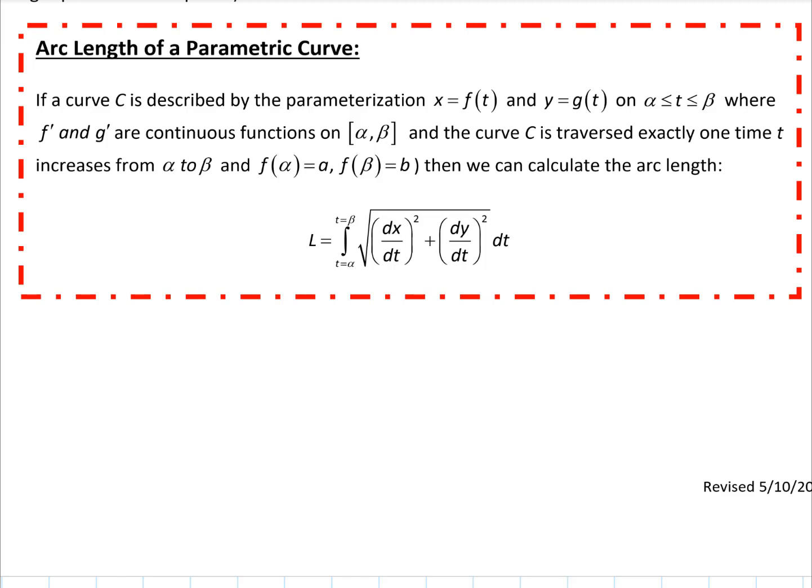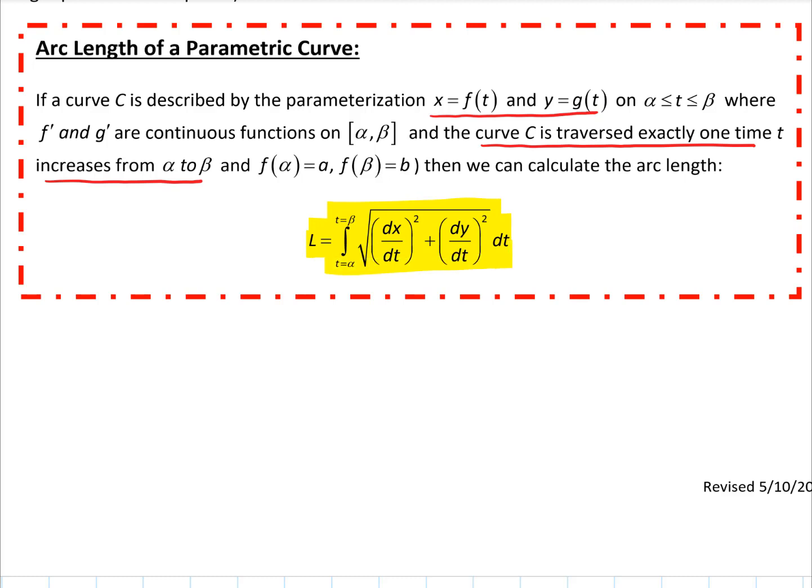parameterization. So as we talked about just a second ago, we have a parameterization x equals f of t and y equals g of t from alpha to beta, where the two derivatives are continuous functions from alpha to beta, and the curve is traversed exactly one time as the parameter increases from alpha to beta. Okay? Then the arc length can be found through this formula.